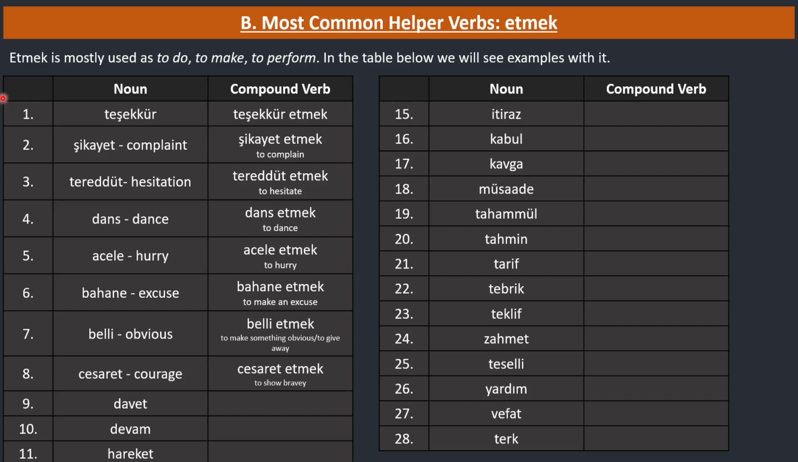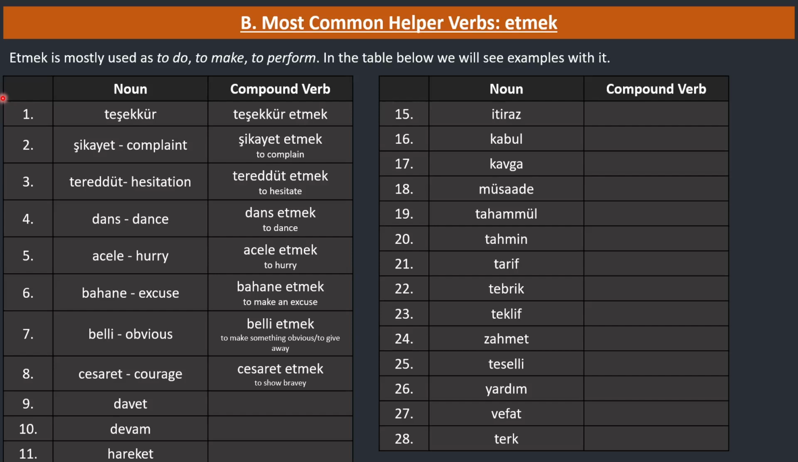Dışarı çıkmaya cesaret edemiyorum. Or let's say that you are scared of the dark and you can't walk when it's dark. Gece karanlıkta yürümeye cesaret edemiyorum. I can't show bravery to walk in the dark at night.